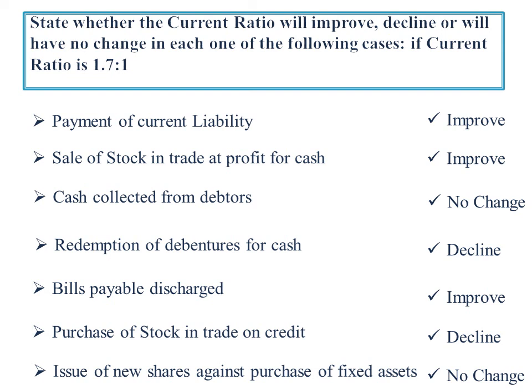Now please keep in mind that in this question current ratio was 1.7:1, means current assets were more than current liabilities. Effects of above cases or above transactions other than fourth and last will change if current ratio is 1:1, that is current assets are equal to current liabilities, or current ratio is less than 1, that is current assets are less than current liabilities.